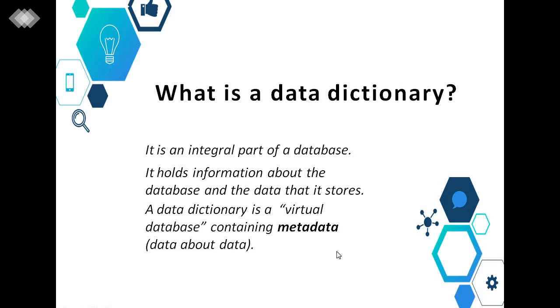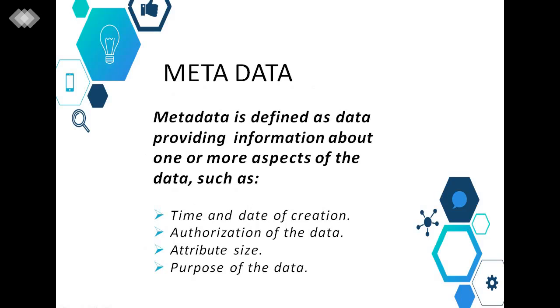A data dictionary is an integral part of a database, which holds information about the database and the data that it stores. So a data dictionary is a virtual database which contains metadata, that is, data about data. So what is metadata? Metadata is defined as data providing information about one or more aspects of the data, such as time and date of creation, authorization of data, the attribute size related to our data, and the purposes of the data.